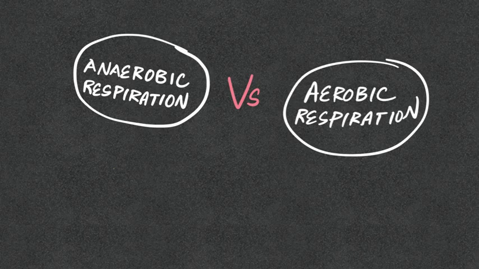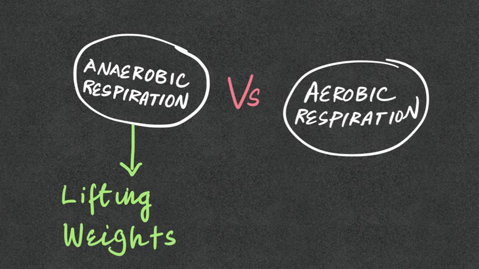Now let's compare anaerobic respiration versus aerobic respiration in the context of muscle function. Let's imagine that you're lifting weights. When you're lifting weights, your muscles have an urgent demand for a massive amount of energy, and there is not enough time for oxygen to be delivered to the muscles. So it is anaerobic respiration that provides ATP necessary for this function.